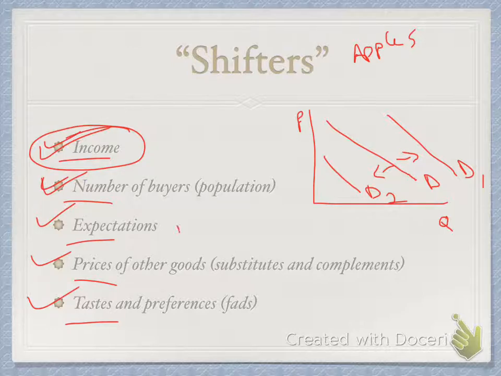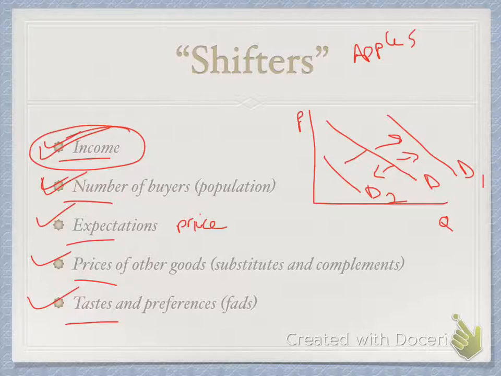Expectations of future price. Right, so this isn't the price now, this is the price in the future. You're starting at D, and the news comes out. We expect there to be an increase in price in the future for apples. That would increase the demand for apples today from D to D1. If you expect the future price to be lower, you hear it's a bumper crop, and the prices are going to go down in the future, that would decrease demand today because you're going to wait for the future lower price.